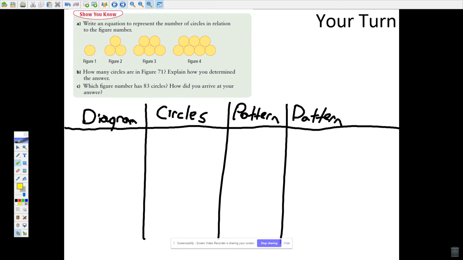For this next one, I'd like you to pause your video briefly and attempt this one on your own. You've got 4 diagrams here. I'd like you to fill out the columns and attempt to create the equation yourself. So pause now and give that a try. Now that you've attempted the question, let's take a look at the answer.